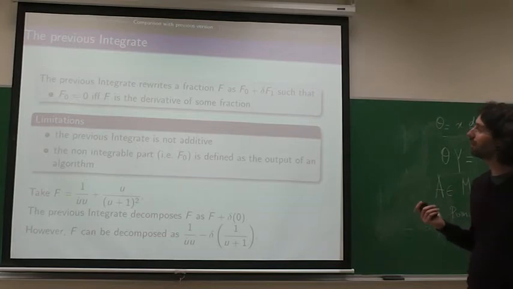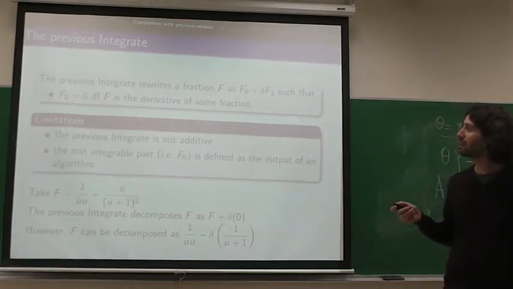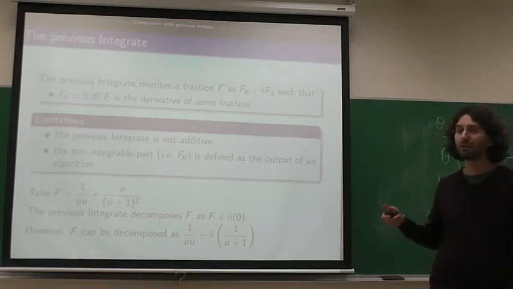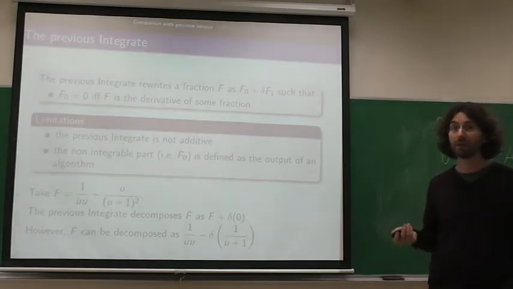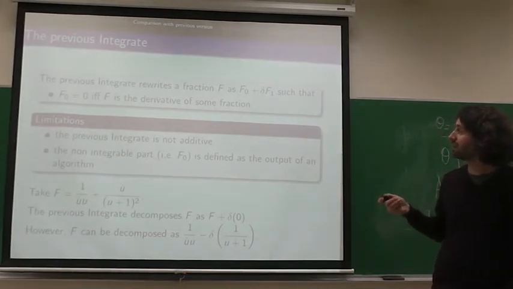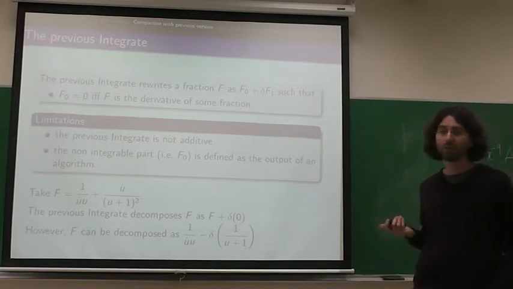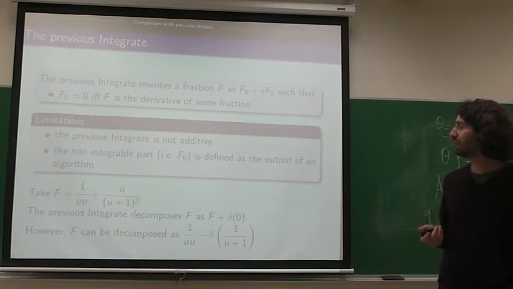So let me show you a comparison with the previous integrate, the version we had last year. The previous specification of integrate rewrites the fraction f as f0 plus the derivative of f1, with the property that the non-integrable part is zero if and only if f is a derivative of some fraction. In some sense, that was the best we could do last year. We could not give a proper mathematical definition to this f0 part. F0 was only defined as the output of an algorithm, which is not really satisfactory from a mathematical point of view. So now we have a proper mathematical definition of this.